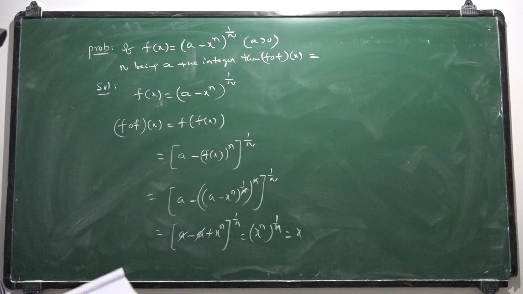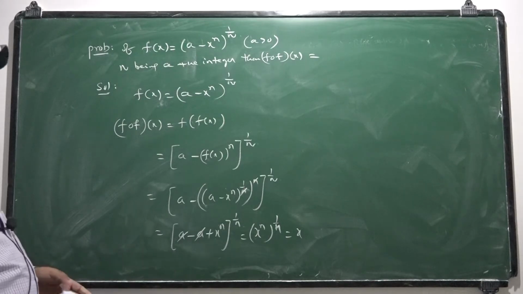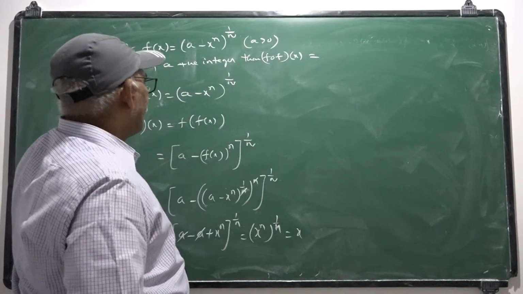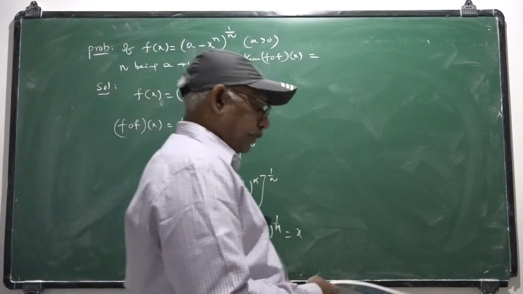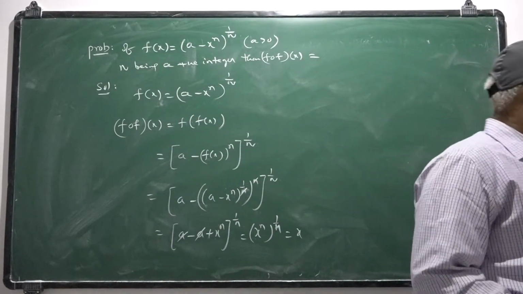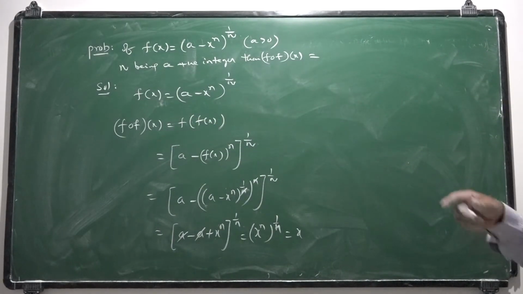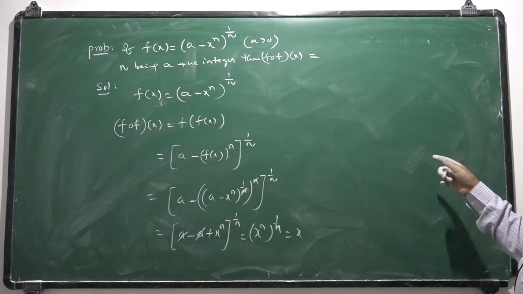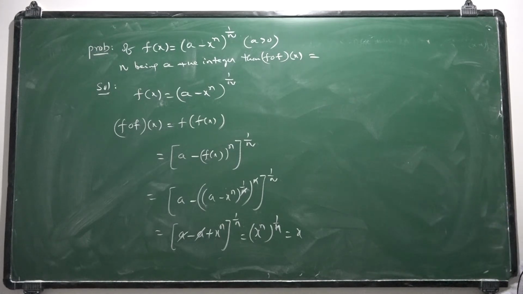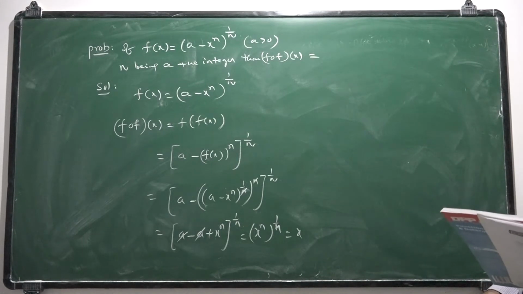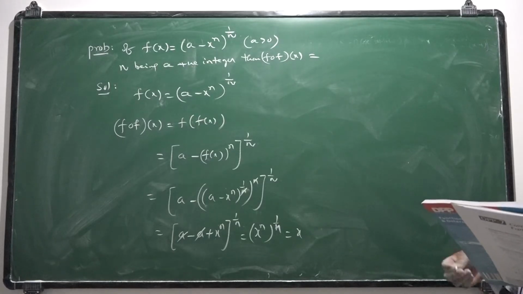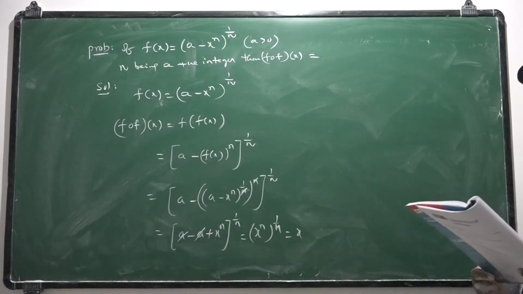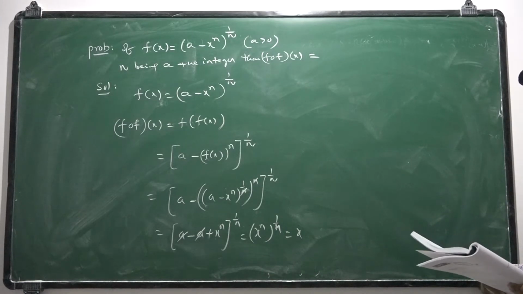Here f circle f of x is x itself. A may take any positive real, and n being a positive integer. F circle f of x is x. F circle f circle f is f(x). F circle f operated 4 times on x, we get x once again. So like that we can operate an even number of times and an odd number of times f on x.